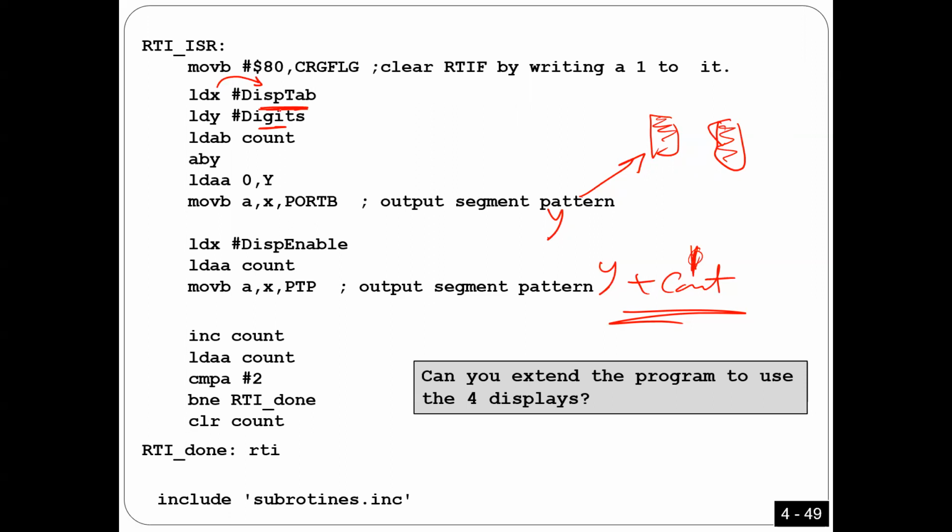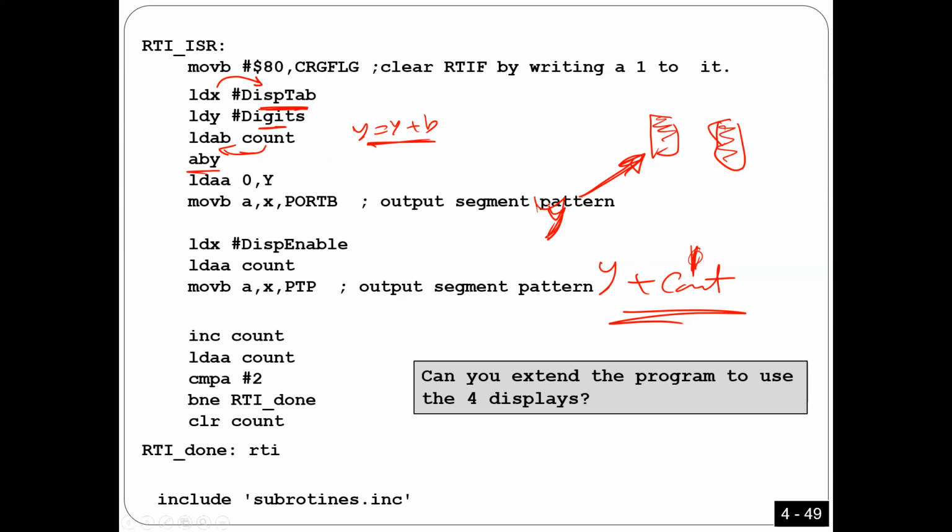So what I'm going to do, number one, y is here, and then I'm going to read count. I'm going to put count in B. Then I'm going to add, y equals y plus p. Is that okay? So I'm going to add the beginning address plus count. If count is 0, I'm going to get the address of this digit. If count is 1, I'm going to get the address of this digit. So in one interrupt I'm here, in the next interrupt I'm here, next interrupt here, and so on.